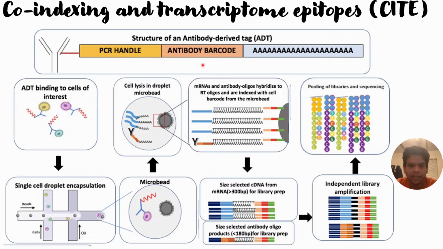In this video, we will discuss co-indexing and transcriptome epitopes. This is one of the recent strategies by which we can do single cell RNA sequencing and find out what changes happen within the single cells. This is some of the recent advancement in the field of biology, where we can identify the changes in the single cells.